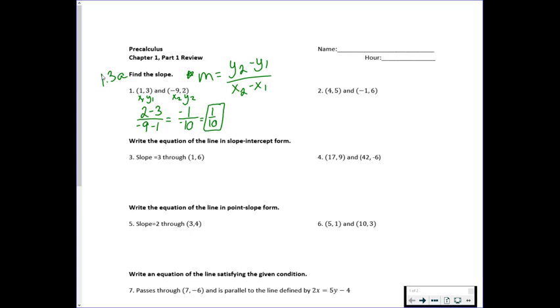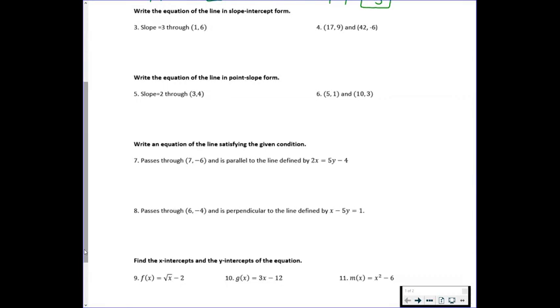Let's do number 2. Again, I'm going to label it x1, y1, x2, y2, and then just plug it in. 6 minus 5 divided by negative 1 minus 4. And simplify. 6 minus 5 is 1. Negative 1 minus 4 is negative 5. You can use a calculator if you needed to on these problems. We also want to make sure that they're reduced completely on your slope problems. And these are, so that's good.